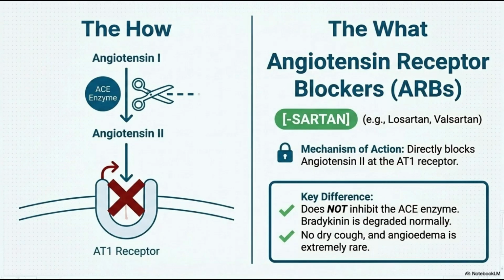Note the contrast here. The ACE enzyme is working normally, represented by the scissors, but the AT1 receptor is blocked by a red X. The mechanism: ARBs, identified by the suffix -sartan, e.g., losartan, do not stop the production of angiotensin II, they simply prevent it from binding to its primary receptor. Key difference: because ACE is not inhibited, bradykinin is degraded normally. Therefore, the dry cough is absent, and the risk of angioedema is extremely rare, making these a preferred alternative for patients who cannot tolerate ACE inhibitors.